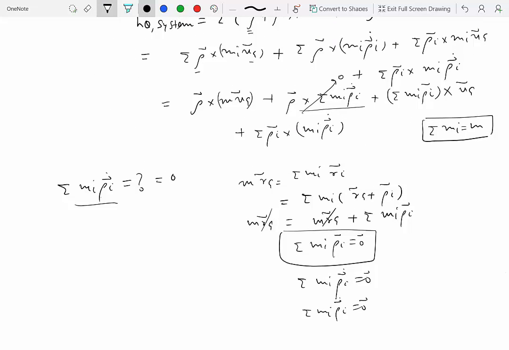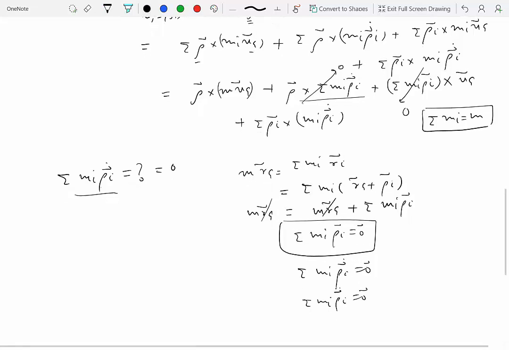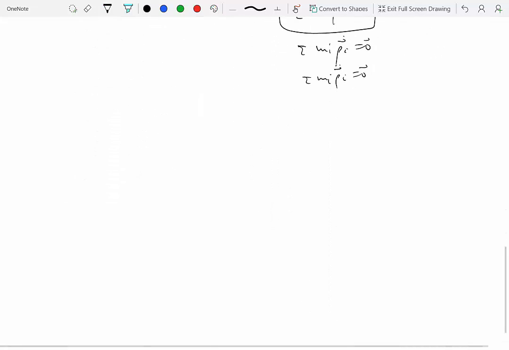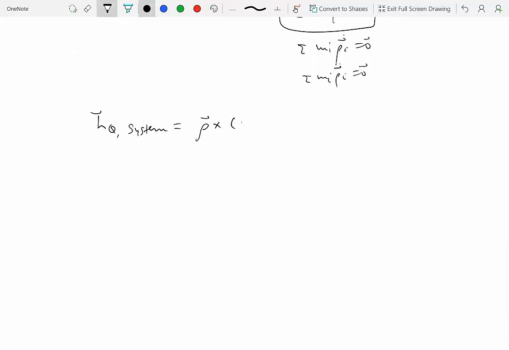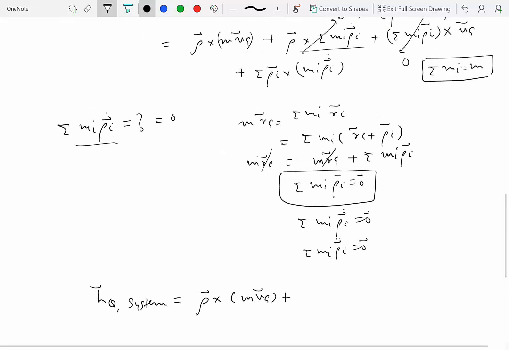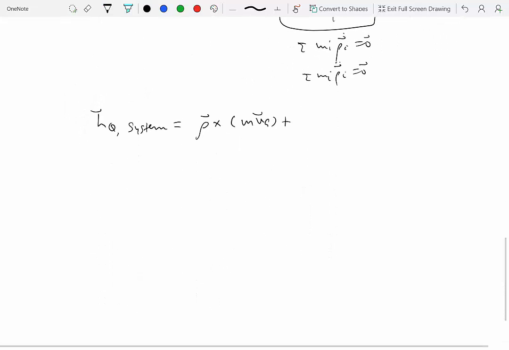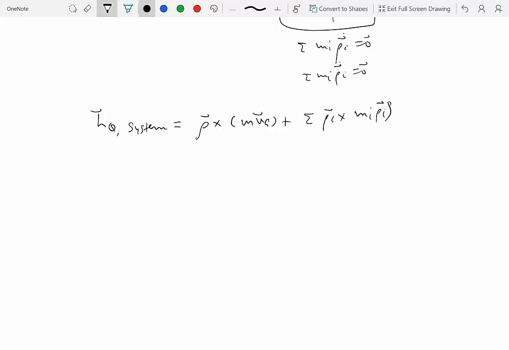And that means that this term drops out. Sigma mi rho i we have also seen is 0, right? So we have only two non-zero terms left here. So let's write them again. So HG of the system is equal to rho cross m Vg plus sigma rho i cross mi rho i dot. Okay, let me just write this again. This is rho i dot. Okay, right, this is rho i.